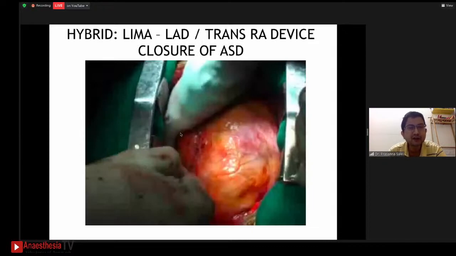And the two cases where we did this hybrid approach: one was an elderly gentleman, around 68 to 70 years, who had an atrial septal defect and a single LAD block. So we did a Lima to LAD on bypass, and we did a transcatheter closure in the OT through an incision in the RA.